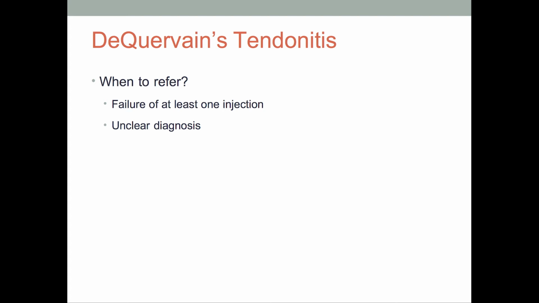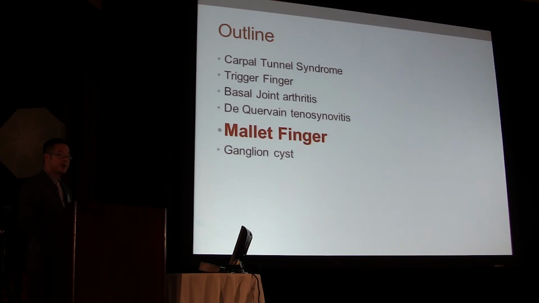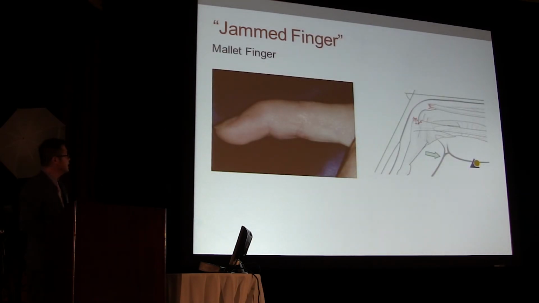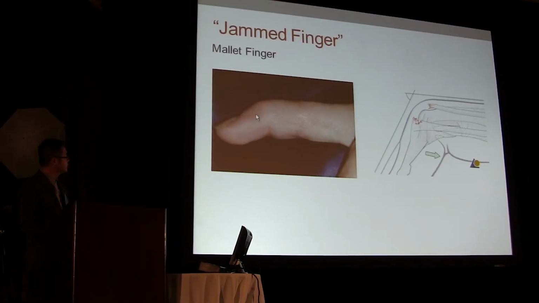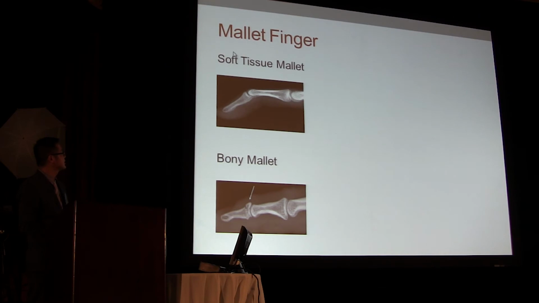You may see this in clinic, mallet finger. Someone might be playing basketball and they jam their finger, it's called a jammed finger. And so they come with a droopy finger. If you get an x-ray, you get a droopy finger because your terminal tendon that attaches at this portion is either ruptured or it has a fleck that comes off with it. So this is called a soft tissue mallet finger. So the bone is not broken. If you have a bony piece, then it's called a bony mallet.